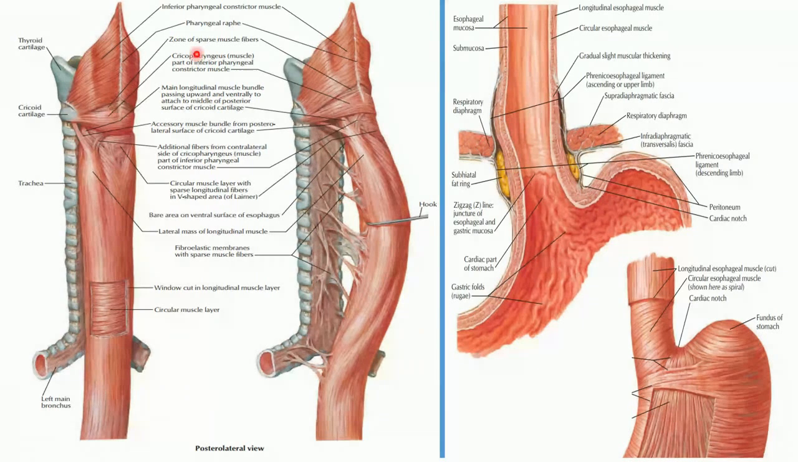There's that zone of sparse muscle fibers. That weak spot is what we call Killian's dehiscence. That weak spot results in Zenker's diverticulum, and that condition strictly occurs along the posterior wall of the pharynx, because that's where the weak spot is. It won't extend down into the esophagus. Is it clear to you?